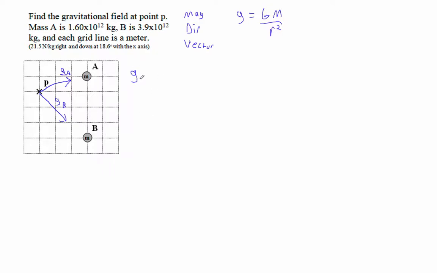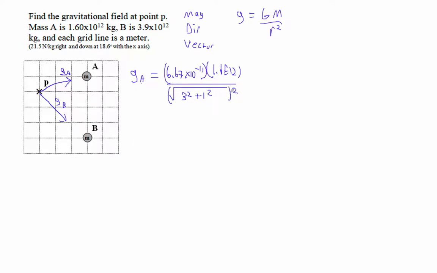So let's find the gravitational field due to A, just the magnitude, right? That's going to be GM over R squared, so 6.67 times 10 to the minus 11th times, what's the mass of A? A is 1.6 times 10 to the 12th. And then divide by, let's see, it's 1, 2, 3 over 1 up, right? So it's the square root of 3 squared plus 1 squared, and then that whole thing is squared.